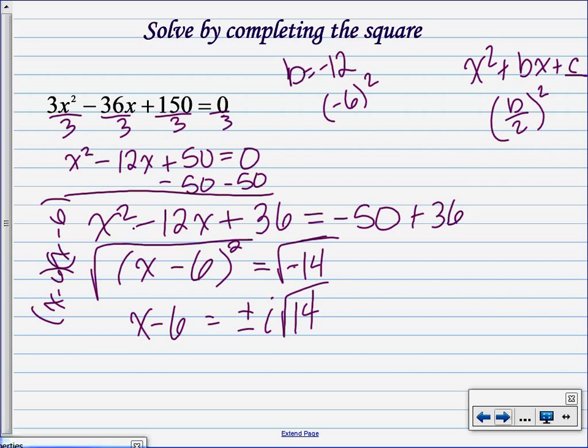Always. Then there's no i. Inside the square root, it's always i. Okay, then what do I do? Add 6. No, you're just going to leave the square root of 14 there. Plus 6. So x is going to equal 6 plus or minus i square root of 14.